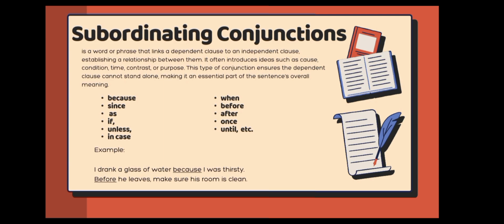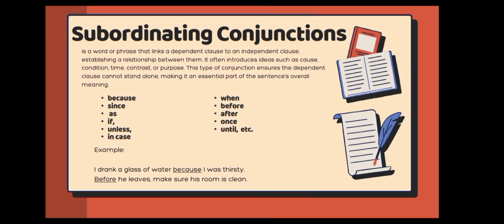So, subordinating conjunctions, and the explanation for this is these conjunctions connect a dependent clause, which is the subordinate, to an independent clause, which is the main, showing that one clause is dependent on the other. The dependent clause cannot stand alone as a complete sentence, so the subordinating conjunction helps explain the relationship between the two clauses. So the most common subordinating conjunctions are as follows: because, since, as, if, unless, in case, when, before, after, once, until, and etc.